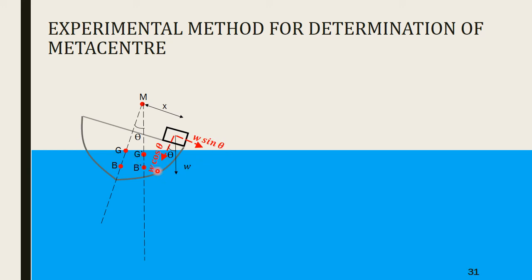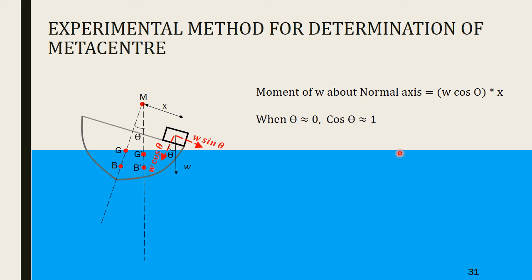So if I want to take moment of small w about the normal axis, I would get w cos theta into x. w sin theta will not have any moment about the normal axis because it is going to pass through the normal axis. So moment of small w about the normal axis is w cos theta into x. Now since theta is very, very small, cos theta is approximately equal to 1. And so the moment of small w about the normal axis is nothing but small w into x. This is the first equation.